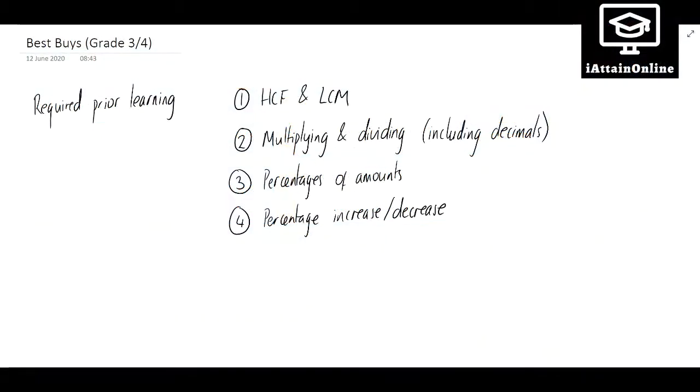Okay, so with this topic, the key things that I've picked out from previous topics that you need to be comfortable with are finding the highest common factor and lowest common multiple of two numbers. You also need to be able to multiply and divide decimals with and without a calculator, as this is the kind of topic that could come up in either of the papers. Percentages, both finding percentage of amount and also percentage increase and decrease, would also be very useful.